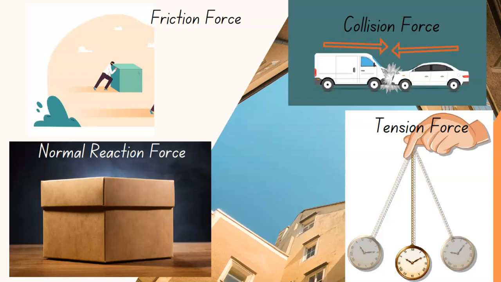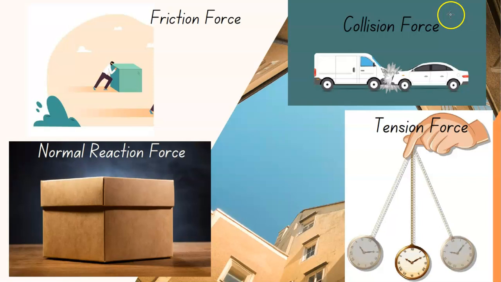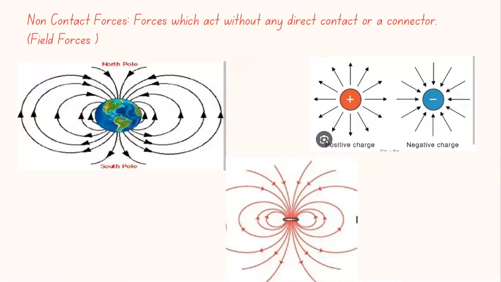Again, there are four contact forces that we are supposed to remember. There is this force of friction. There is a normal reaction force which acts upwards. Friction force acts opposite to the applied force. Normal reaction force acts upwards opposite to the weight of the object. Collision force, which is a mutual force acting on both the objects. Tension force, which is vertically upward acting opposite to the weight of the object. These are all contact forces.